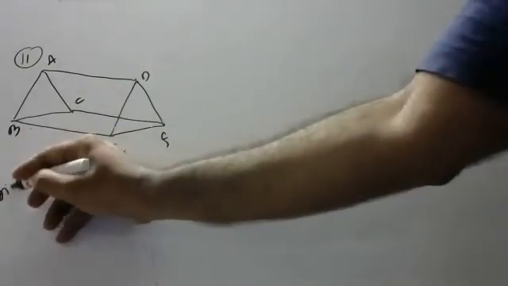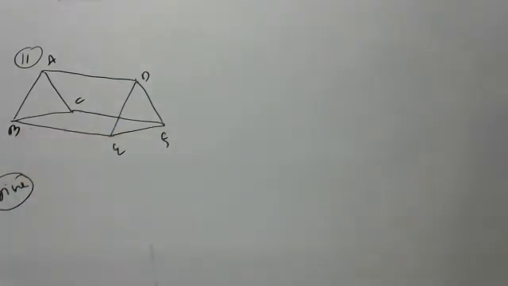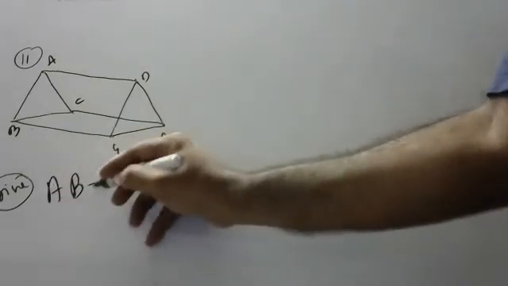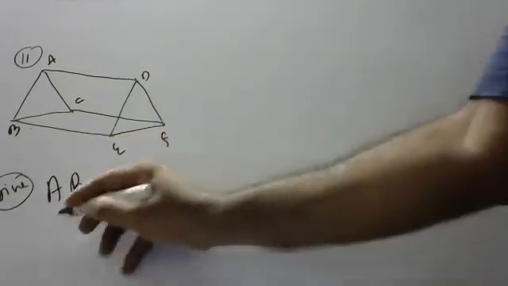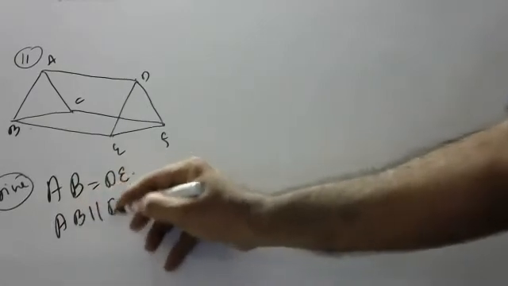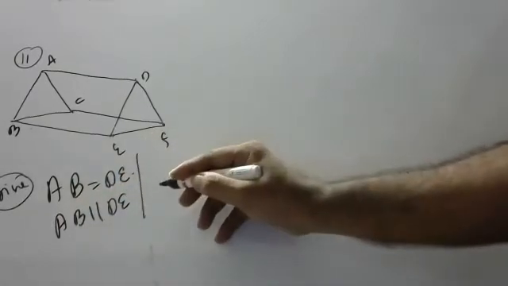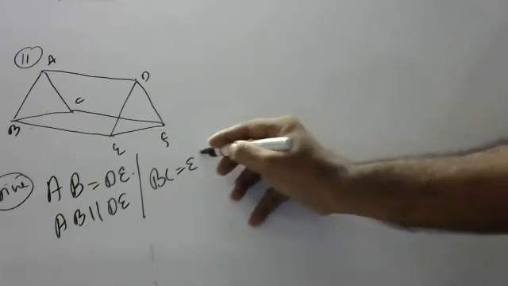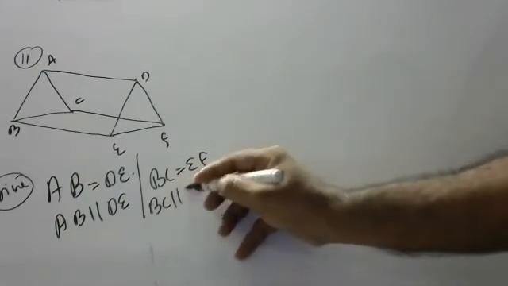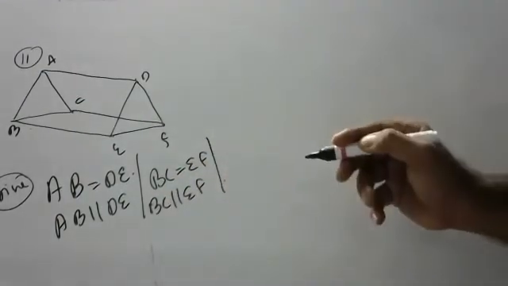Given, children. What is given? ABCD is a parallelogram. ABC and DEF. He's saying AB is equal to DE, and he said AB is parallel to DE. Very good. He's saying BC is equal to EF, and BC is parallel to EF.